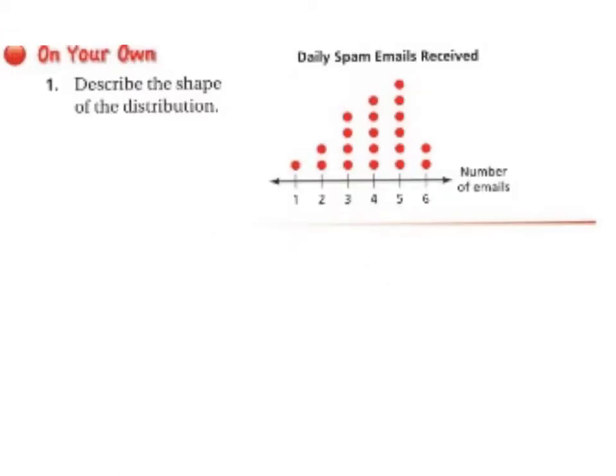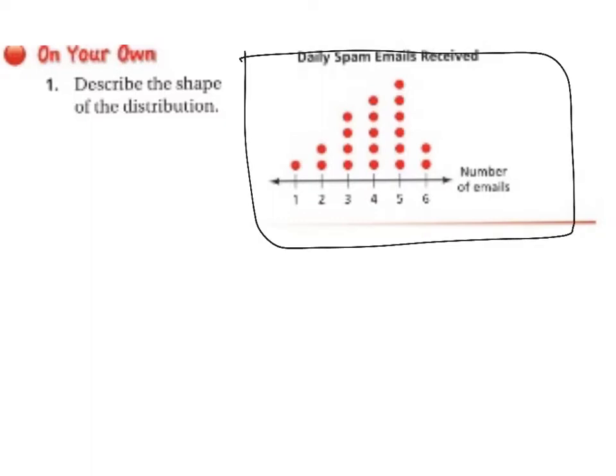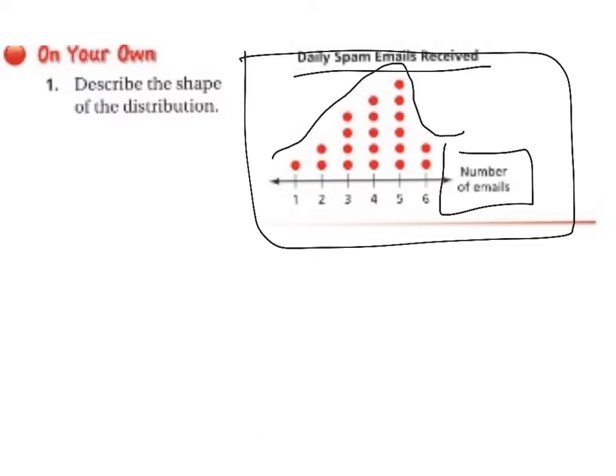At the bottom of page 452, there is an on your own problem, but we are going to do it together. You need to be sure you write this in your notebook so that you will have an example to follow when you get to your lesson practice. It says describe the shape of the distribution. So if you copy this into your notebook as exactly as you can, be sure you draw the number line and put the title of the graph and put the little legend here that says number of emails, and then draw the dots and then draw a line over it so you can see the shape of it.